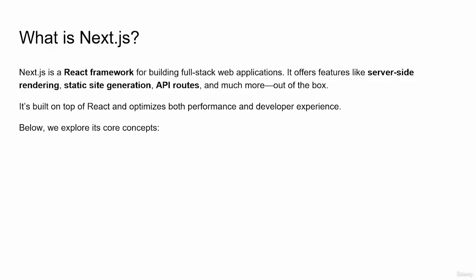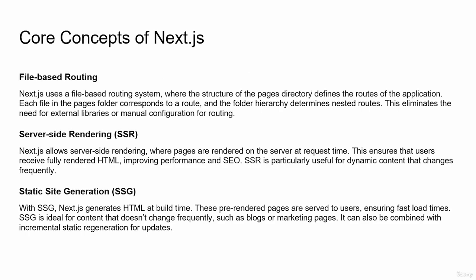Now let's understand the core concepts of Next.js. The first concept is file based routing. I'll explain it in detail. First of all, Next.js uses a file based routing system. The structure of the pages directory defines the routes of the application. Each file in the pages folder corresponds to a route, and the folder hierarchy determines nested routes. This eliminates the need for external libraries or manual configuration for routing.